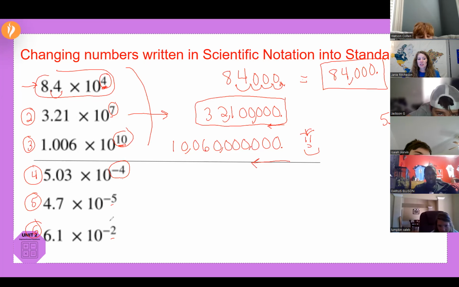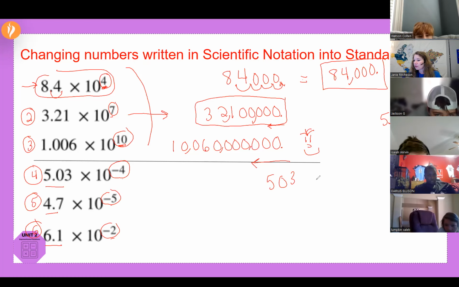All right. Any questions on the top 3? Okay, so now we have negative exponents. That means these numbers have to be small. All these numbers are going to get smaller, which means, would I be moving to the right to make a number smaller with my decimal? No, I'm going to move it to the left. I'm going to move that decimal to the left 4 spaces. So 1, 2, 3, 4.